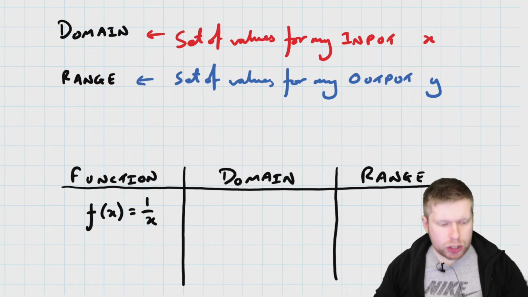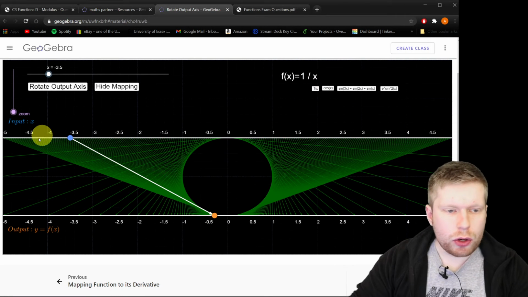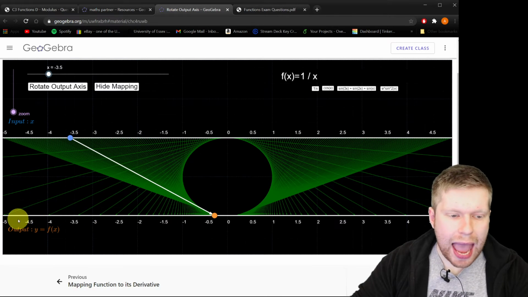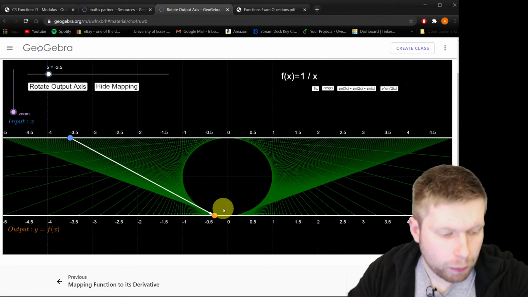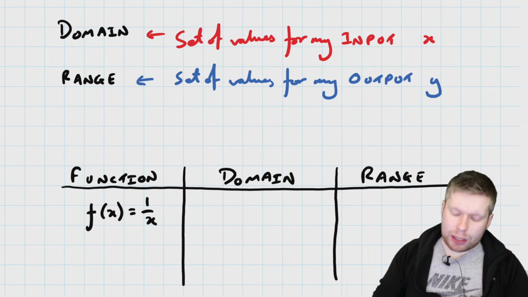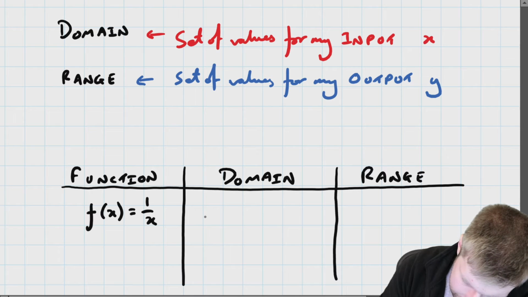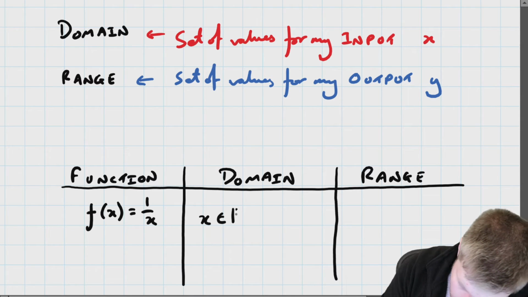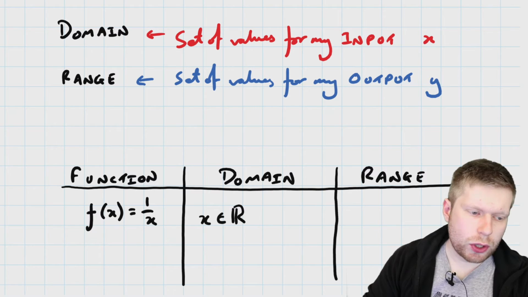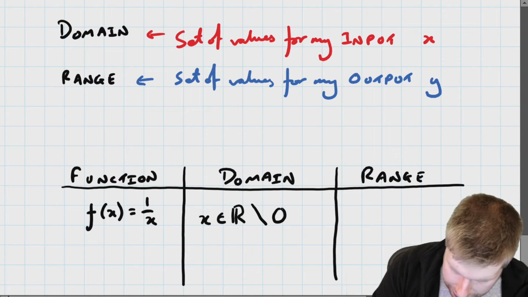In this case, we just saw on the graph of 1 over x that I could take any value for the input except 0. And I'd also get any value for the output except 0 as well. So the way I would write that is, if I can take any value except 0, I could literally just write that. So the domain is all real values of x. So x is an element of the real numbers, except 0. The way I would write that is with a backslash like so. So except 0.